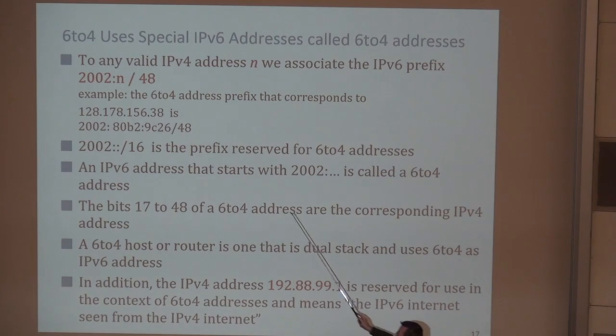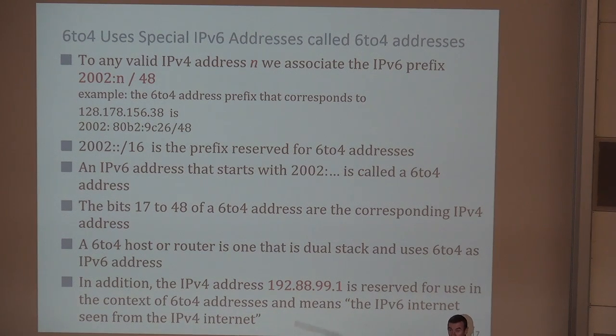Because we want to embed an IPv4 address in a prefix, of course, we need space after that to put the host part of the IPv6 address. This is why you have a much shorter prefix than what we had seen before. In addition, there is another prefix, 192.88.99.0/24, and in practice only the .1 is used. So this address means the IPv6 internet address seen from the IPv4 internet.